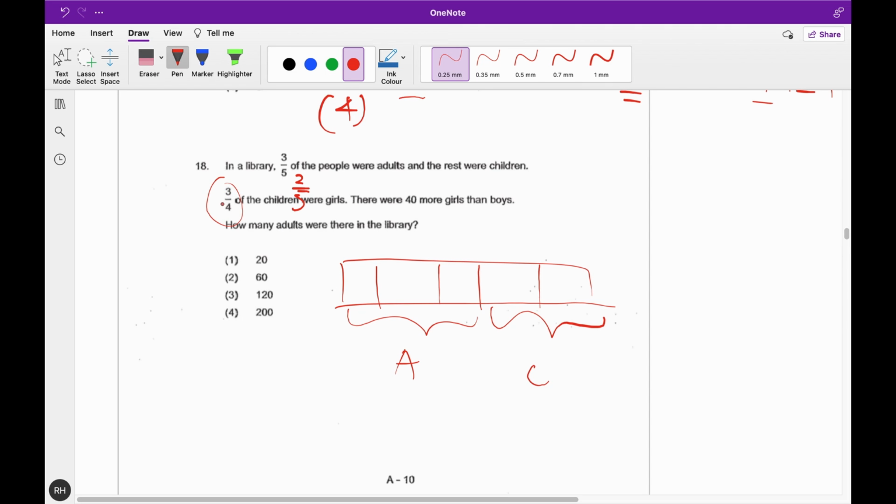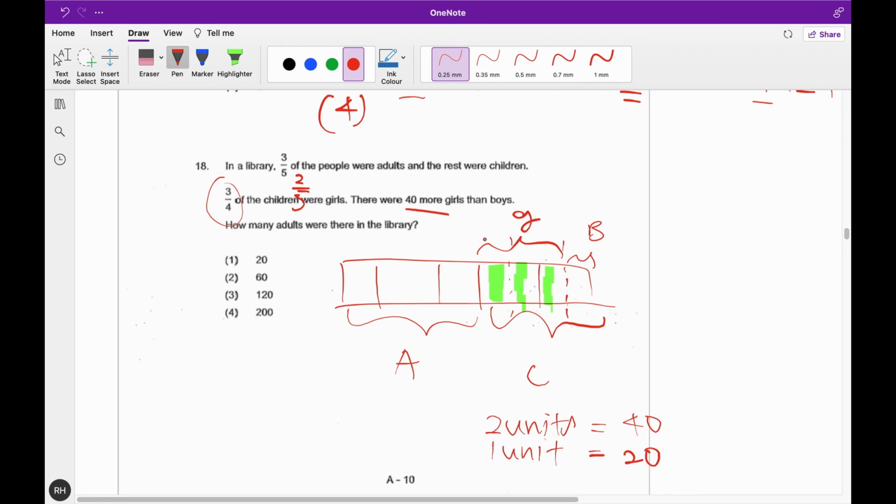Okay, so if we split this into 4 equal parts using the model method, okay, so we have 1, 2, 3. So this 3 out of 4 were girls. And we'll know the remaining here would be boys. The next line says there were 40 more girls than boys. So we have 3 units for girls and 1 unit for boys. So the extra part will be 2 units. So if 2 units is equal to 40, 1 unit is equal to 20.